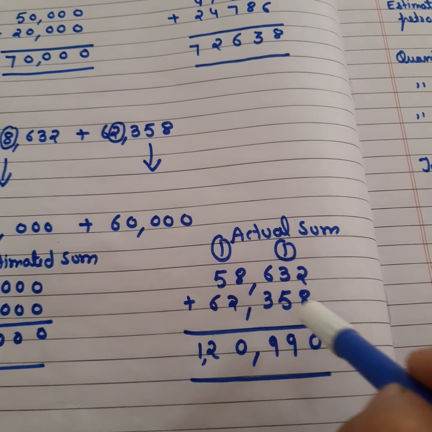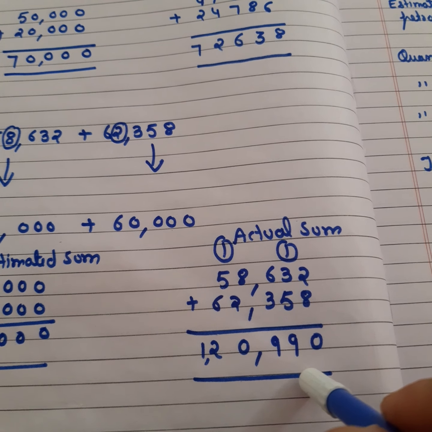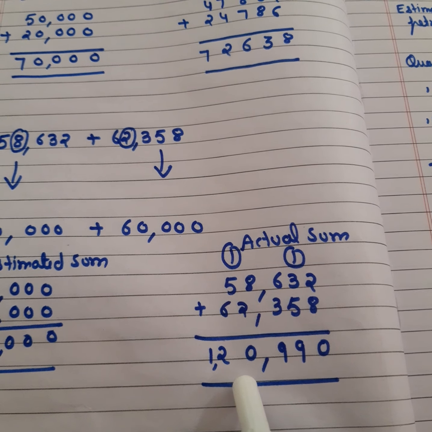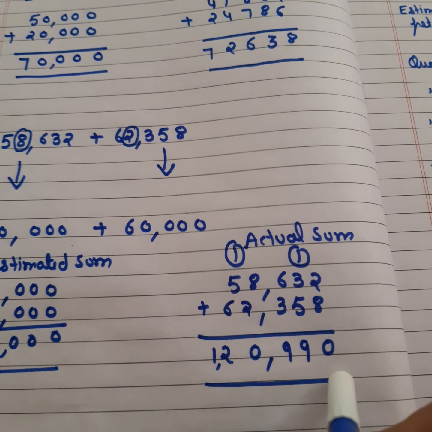8 plus 2, 10, 5 plus 3, 8, 8 plus 1, 9, then so on, and you will be getting your actual sum as 1,20,990.